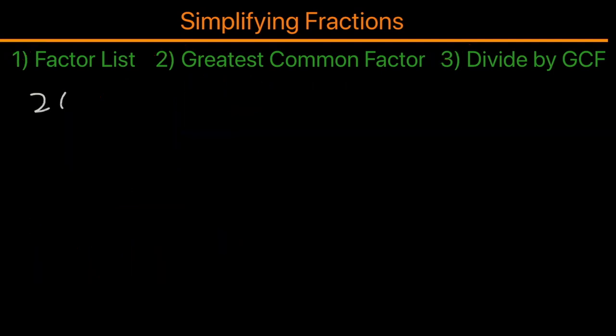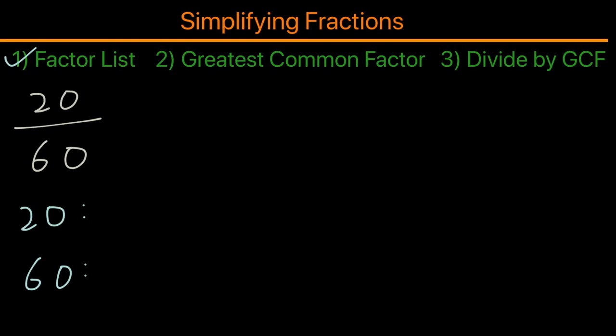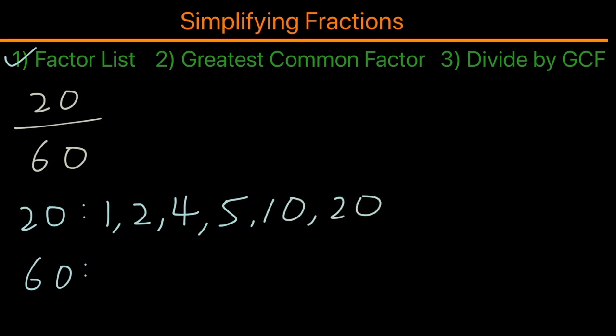Here's another question. 20 over 60. We're going to go through the same process. First, finding the factor list. Okay, so we can see 1 will work, 2 will work, 4 times 5 is 20, 5 times 4 is 20, 10 times 2 is 20, and then 20 times 1 is 20.